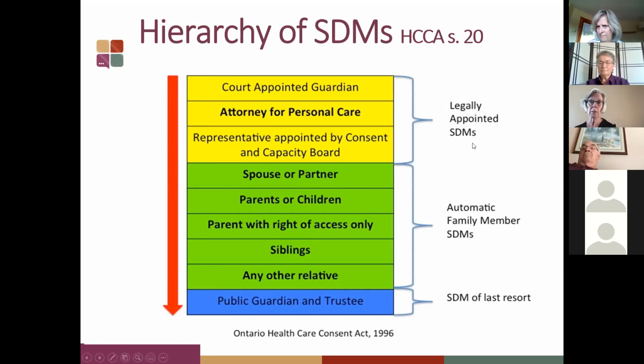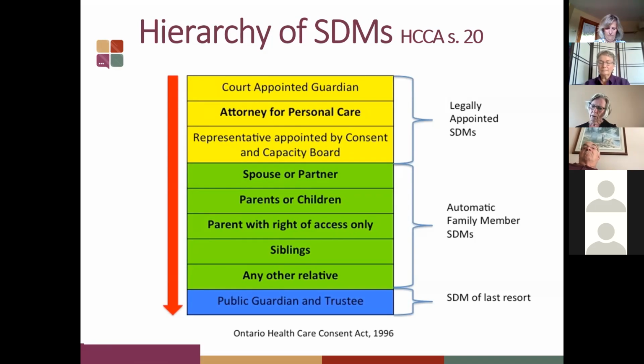A separated spouse or a divorced spouse is no longer your decision maker unless you appointed that person legally as your power of attorney. So if you separate from your spouse and you don't want them making decisions, make sure they're no longer appointed legally as your power of attorney. So back to the parent with right of access.